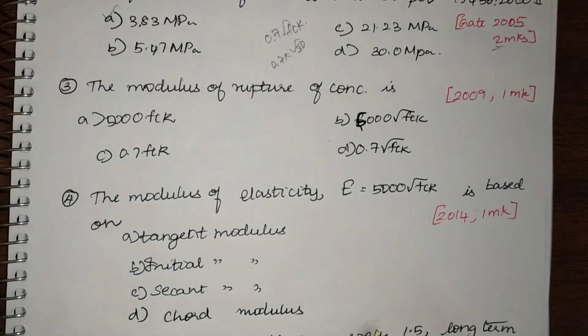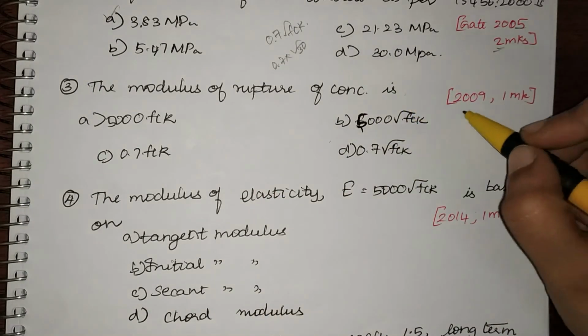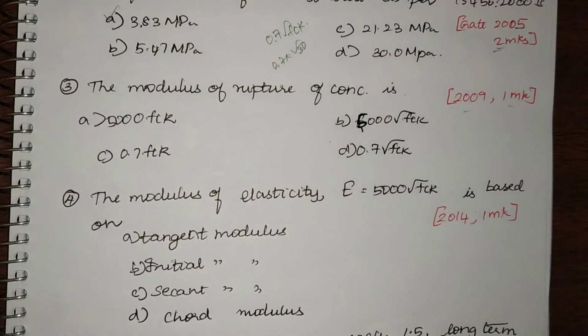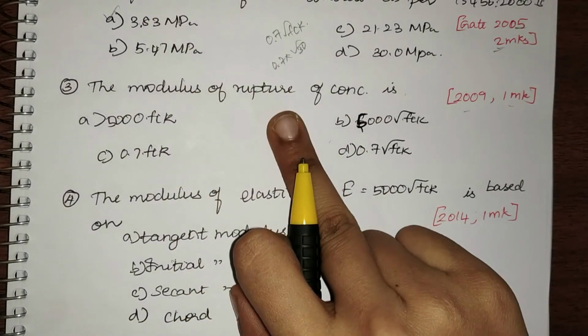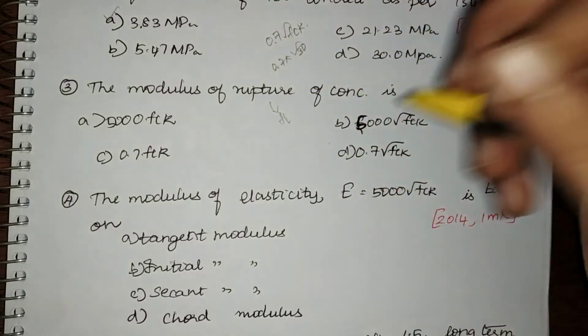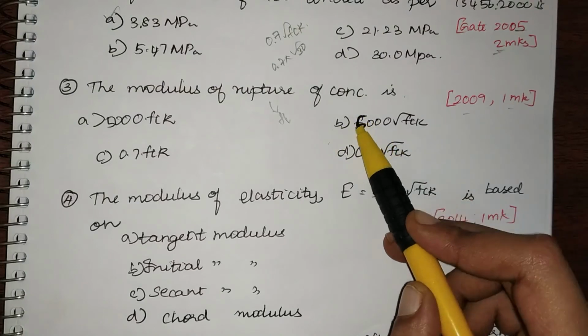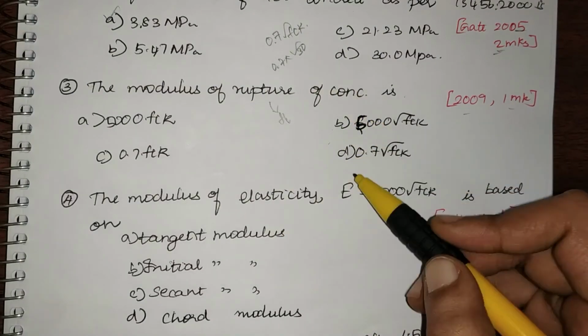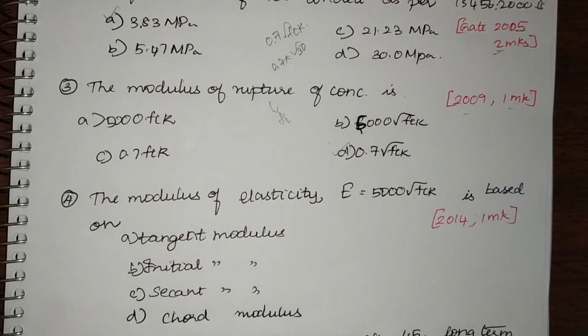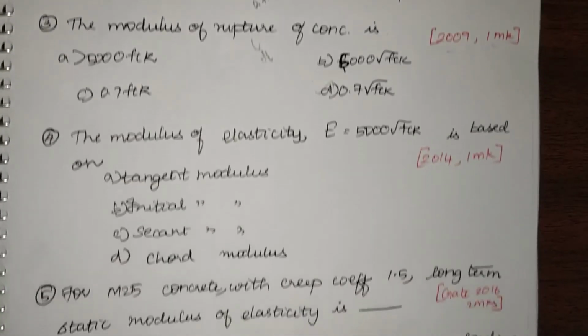Next is modulus of rupture of concrete is what? They have asked just the formula. It was asked in GATE 2019 for 1 mark. And modulus of rupture, what is modulus of rupture? It is nothing but again the flexural strength only. So if they have asked modulus of elasticity, your answer will be option B. Since they have asked modulus of rupture, it is option D. So these 3 questions I have solved. The next 3 questions you have to solve.